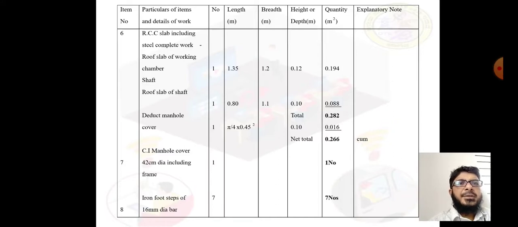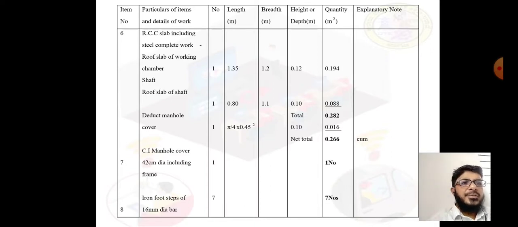Next, roof slab of a shaft, that is 1, length 0.8 meter and its breadth 1.1 meter and height or thickness of the slab as 0.1 meter. So we got quantity 0.088. So total quantity of RCC slab is 0.282. In that we have to deduct the manhole cover.